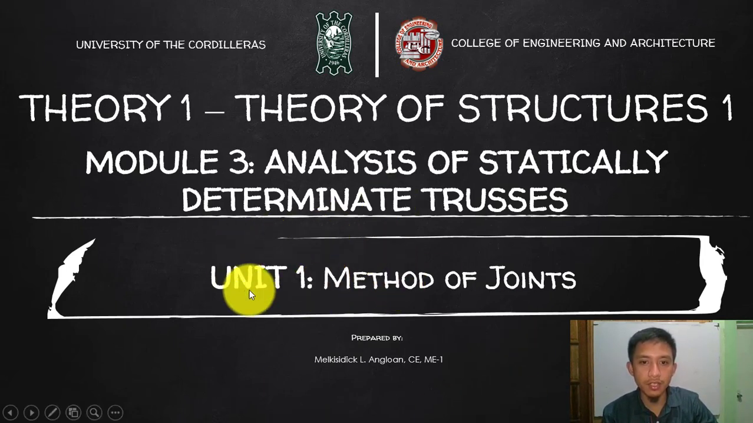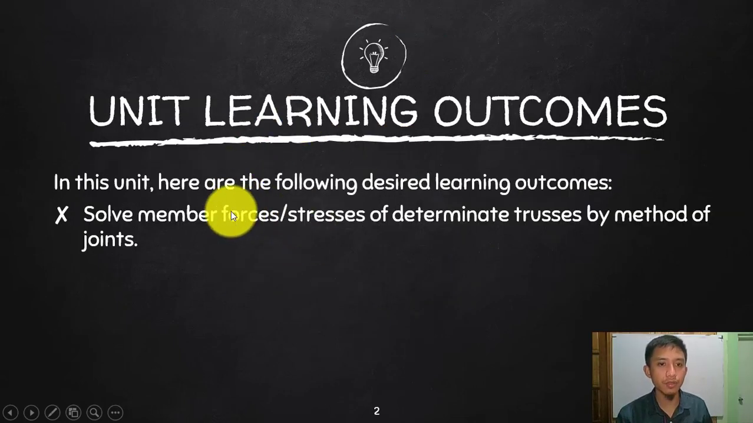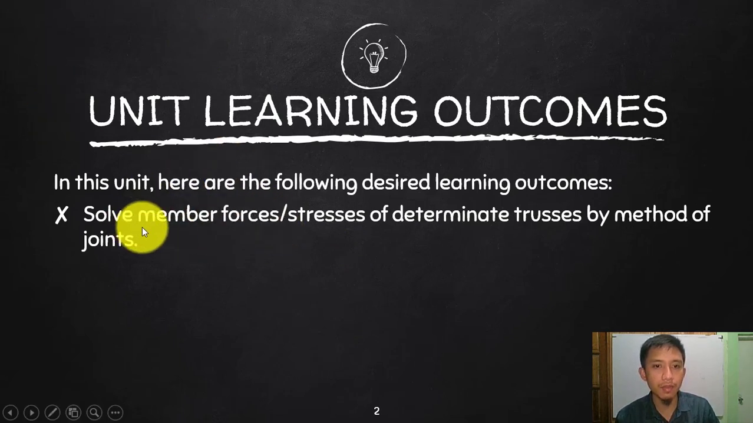So, in this video, we will be discussing in Unit 1 the method of joints. We call the method of joints a way of analyzing your determinate truss. So this is your Unit 1. For this unit, we are going to solve member forces, or if needed, the stresses. Of course, you know how to solve stresses, as discussed in your mechanics. If you have a force acting on an area, all you need to do is distribute the force within the area, and that is what we call a stress. So we will be solving member forces or member stresses of determinate trusses by using the method of joints.